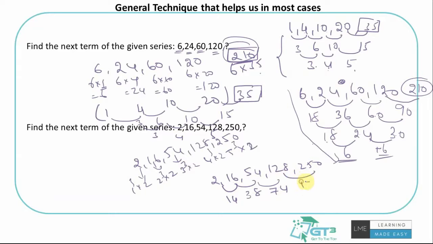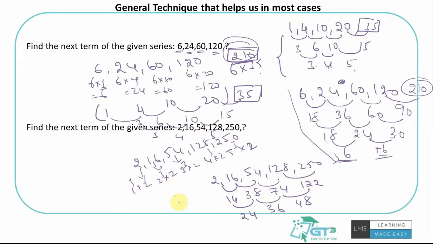And this is 122. What is the difference between this? Now I am not seeing any pattern between 14, 38, 74, 122. So I'll again go down a step below. 14, 38 is 24. And this one is 36. And this one is 48.